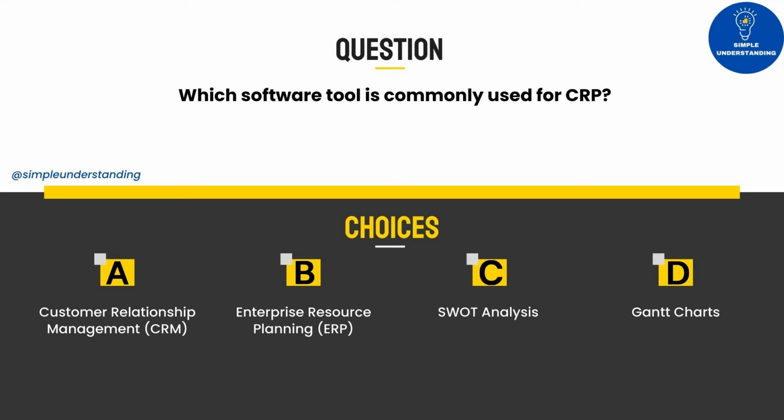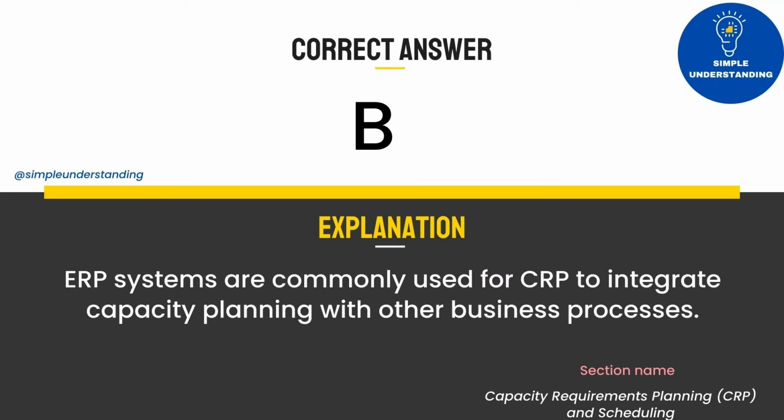7. Which software tool is commonly used for CRP? A. Customer Relationship Management, CRM. B. Enterprise Resource Planning, ERP. C. SWOT Analysis. D. Gantt Charts. Correct answer, B. Overall explanation: ERP systems are commonly used for CRP to integrate capacity planning with other business processes.